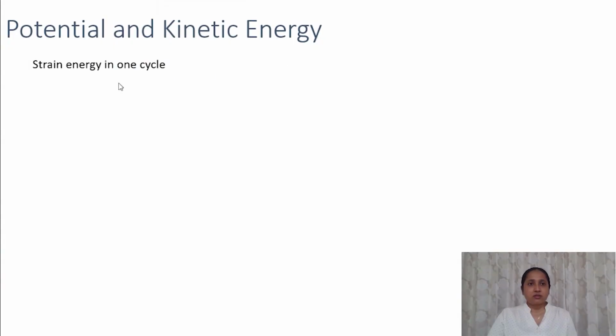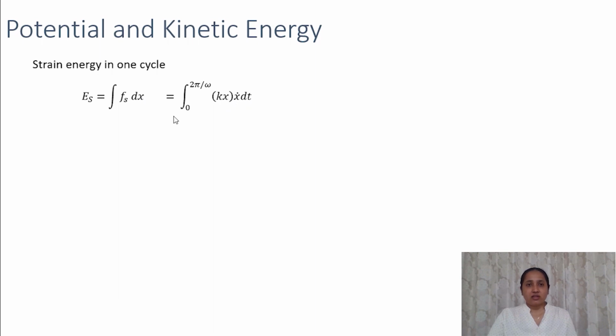Now let's see how much is the potential and kinetic energy in one cycle of the steady state motion. So potential energy is equal to the strain energy of the system. So that is equal to integral Fs dx. Fs is the spring force. We know that this Fs is equal to k times x, where k is the stiffness of the spring and x is the displacement, and x dot is the velocity. dx is equal to x dot dt.